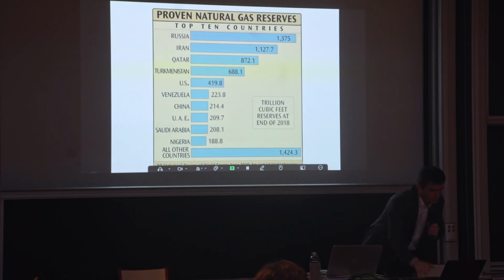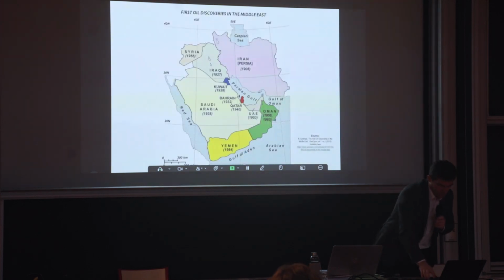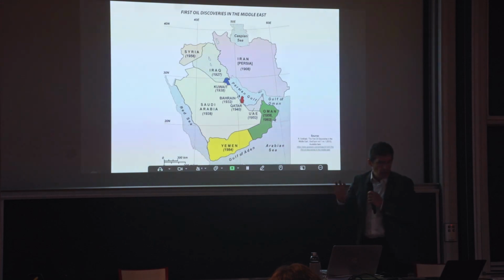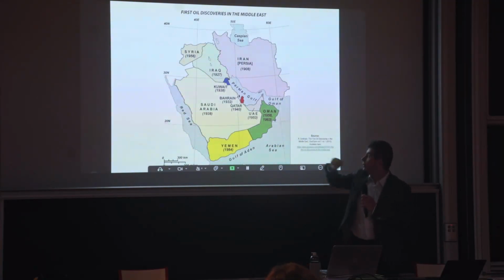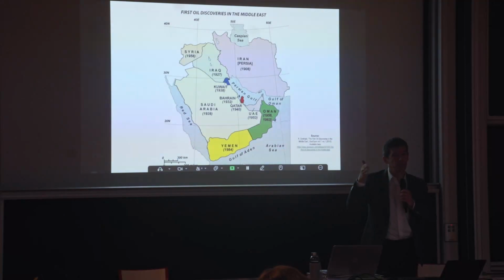So Qatar is not much of an oil producer, but mainly a gas producer. I won't go into history, just to say that this is a map of the first oil discoveries in the region. Just to notice that the oil discoveries have not taken place at the same time. So there has been quite a lot of time spread in terms of discovery of oil.